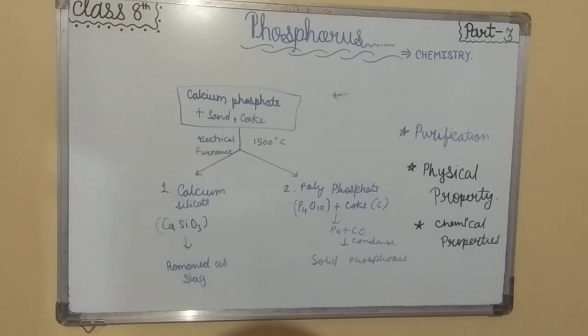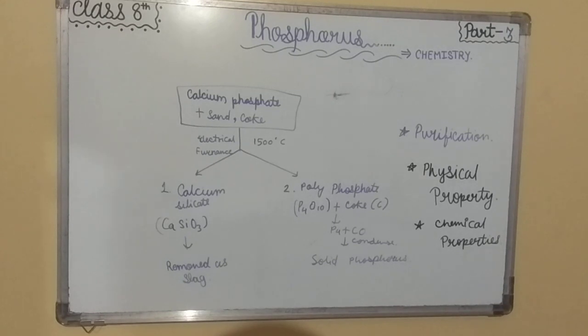Seventh, phosphorus combines with metals to give metal phosphides. P plus M gives MP. 2P plus 3Ca gives Ca3P2. P plus 3Na gives Na3P. Eighth, it is a reducing agent. It is a powerful reducing agent. It reduces nitric acid to nitrogen dioxide. P plus 5HNO3 gives H3PO4 plus 5NO2 plus H2O.